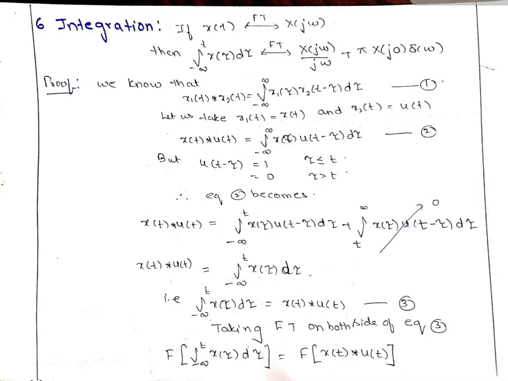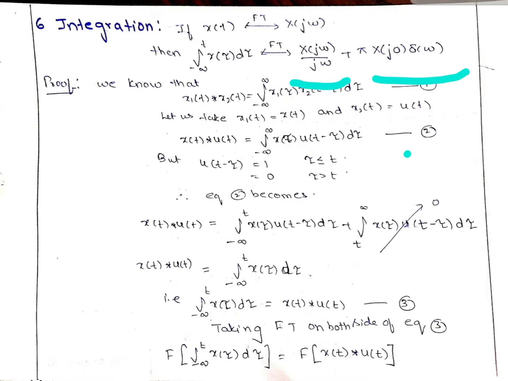In today's class, let us see the integration property of the Fourier transform. If x of t has Fourier transform X of j omega, then the integral from minus infinity to t of x of tau d tau has Fourier transform X of j omega by j omega plus pi X of j 0 delta of omega.